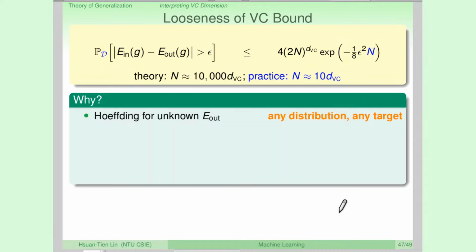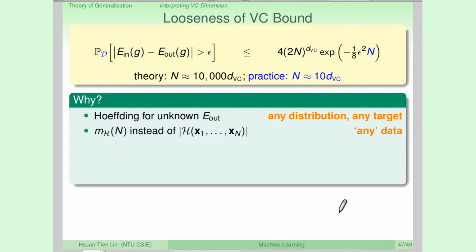Why is it loose? Because when we derived the VC bound, although we didn't show you the details, you have seen that we used a bunch of approximations that makes the math go through and makes the bound flexible enough. In terms of flexible enough, for example, we don't need to know E out. Okay, whether E out is close to 0.4 or close to 0.01, we use the same Hoeffding bound, which is by itself loose, but it allows the VC dimension to cover any distribution, any target function without knowing them.